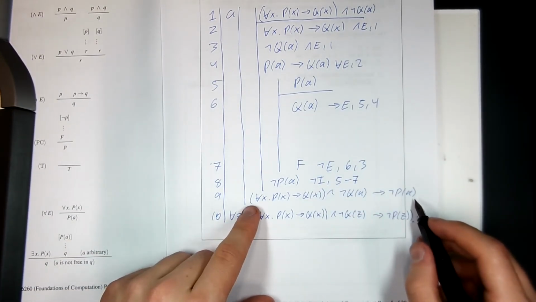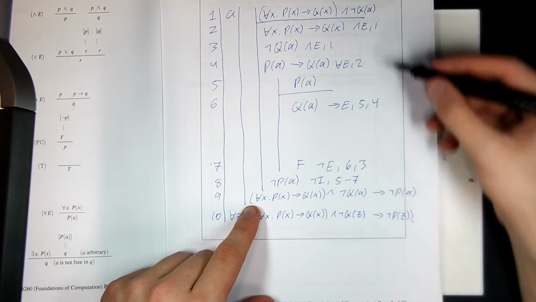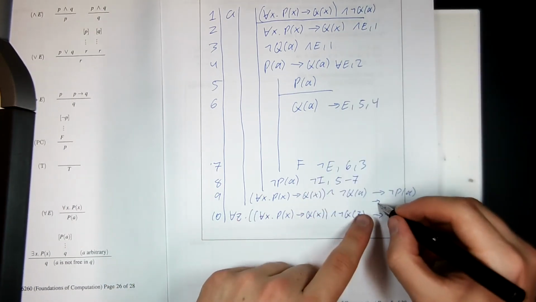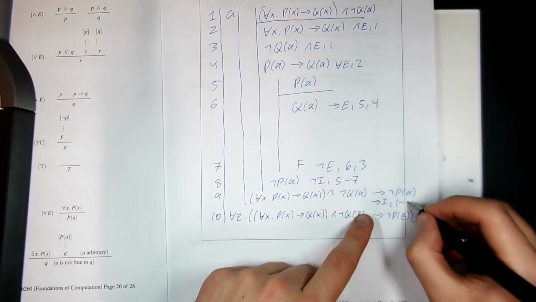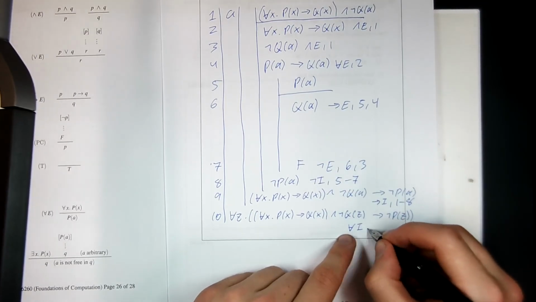This is an implication introduction. Assume this, derive that. So implication introduction lines 1 through 8. And this is for all introduction line 9.